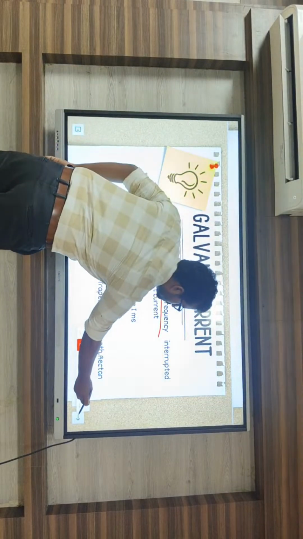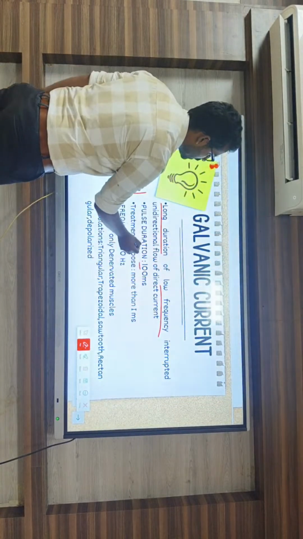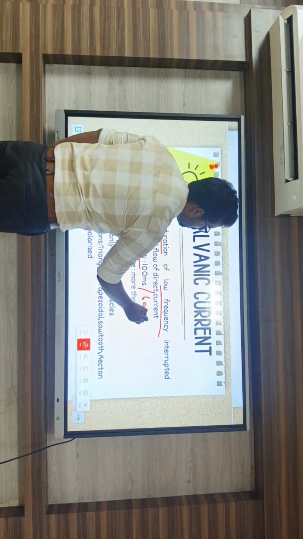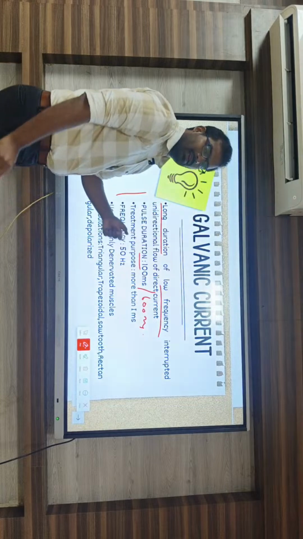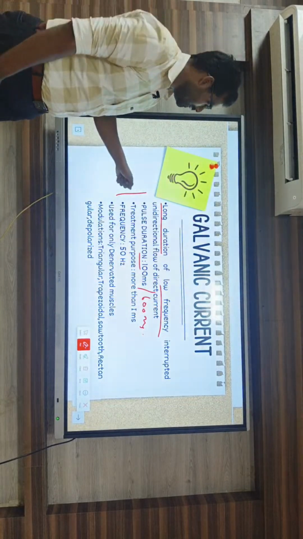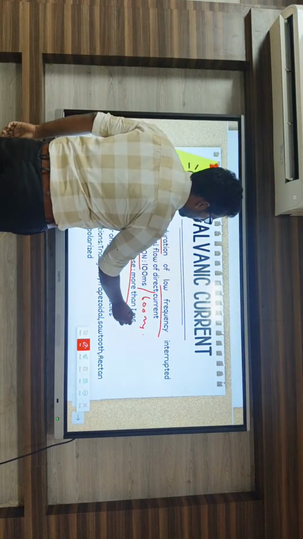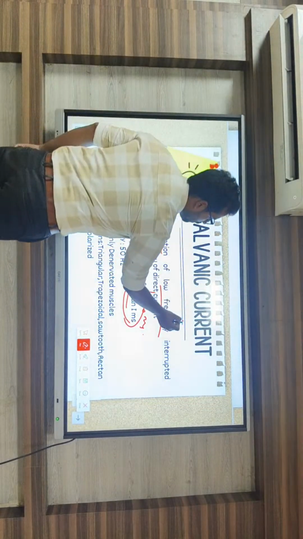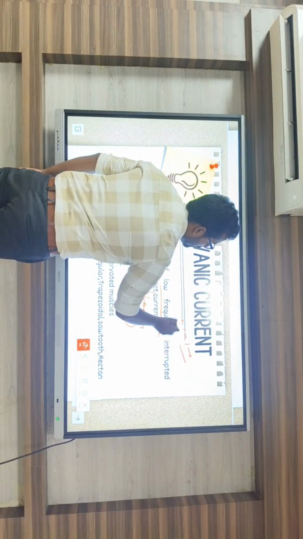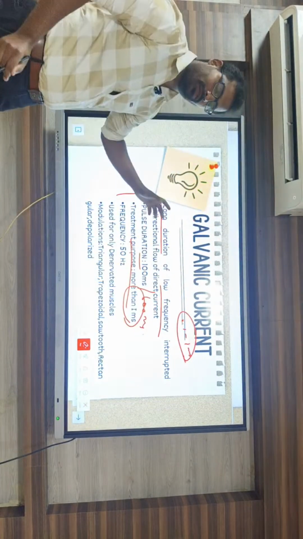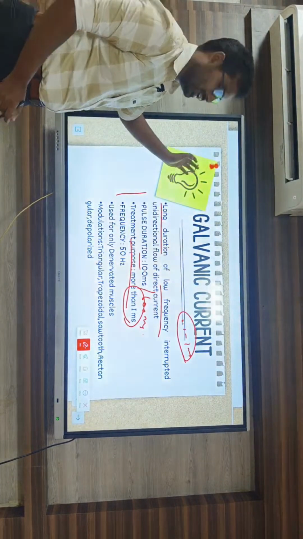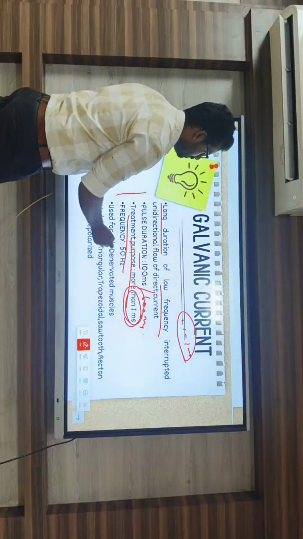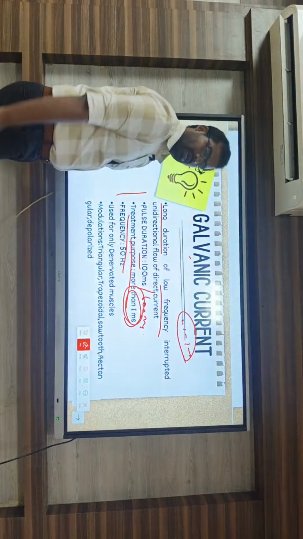Here the pulse durations are 100 milliseconds or 600 milliseconds, which is basically manufactured in our modality, and for treatment purposes we use more than 1 millisecond. What about the Faraday current? It is 0.1 to 1 milliseconds. Within 1 millisecond only is used for the Faraday current, and more than 1 millisecond is used for the galvanic current.